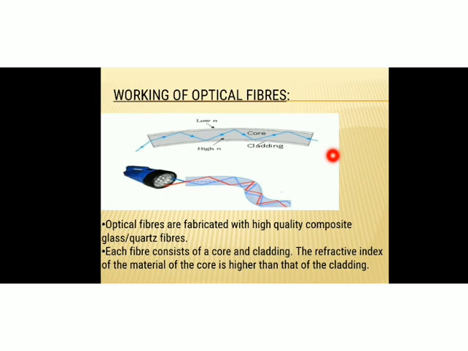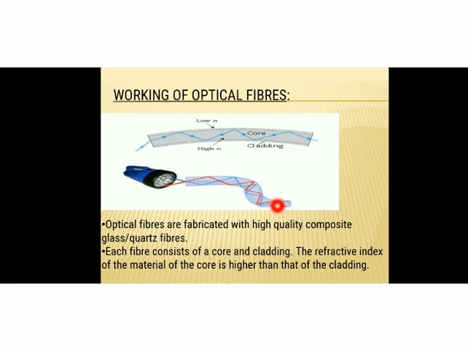So this is the structure of an optical fiber. Optical fibers are fabricated with high quality composite glass or quartz fibers, and each fiber consists of a core and cladding. See, the interior of the fiber is known as the core, and on either side of the core a coating is done, which is known as cladding. So cladding is at the lateral sides of the optical fiber, and the core is the interior portion of the fiber.